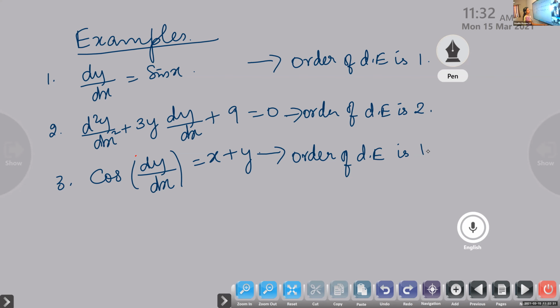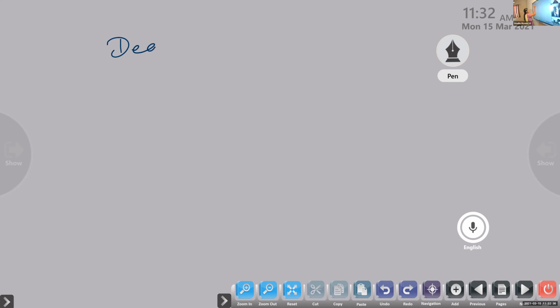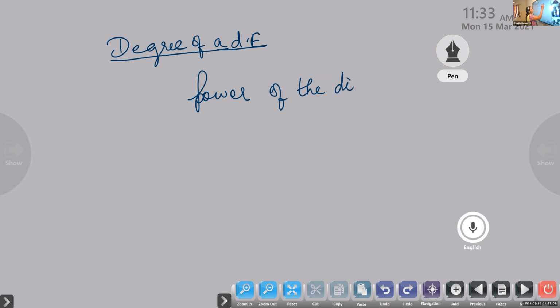Degree of a differential equation. What is the degree of a differential equation? It is the power of the highest order derivative.